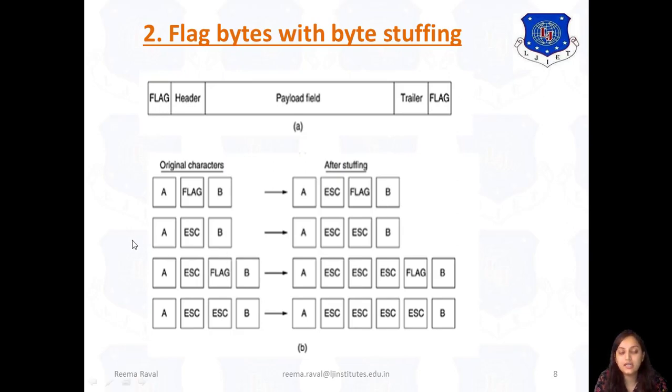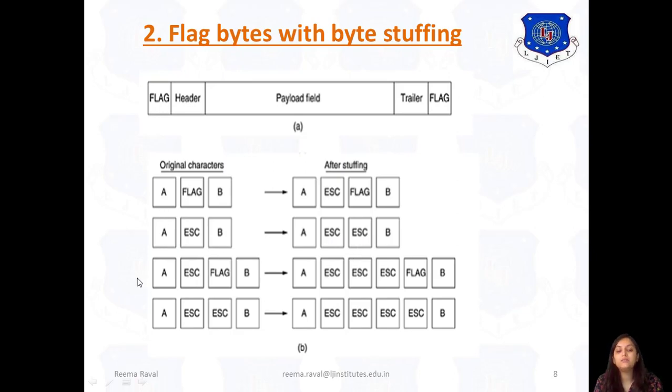Now consider the second case. If the escape flag is there in the data, it will use another accidental flag, escape, for byte stuffing. So after such stuffing, the case will look like this: A, escape, escape and B. That means at the receiver side, after destuffing, it will remove the first escape and store A, ESC and B, which was originally transmitted.